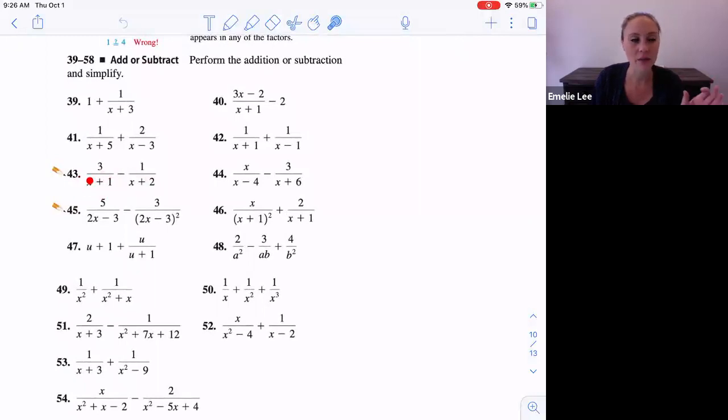The easiest thing to do is make the common denominator x plus 1 times x plus 2. So to this first term, you have to multiply by x plus 2 over x plus 2, and to the second term, you have to multiply by x plus 1 over x plus 1. Multiplying by 1 doesn't change anything, so we're allowed to do that.